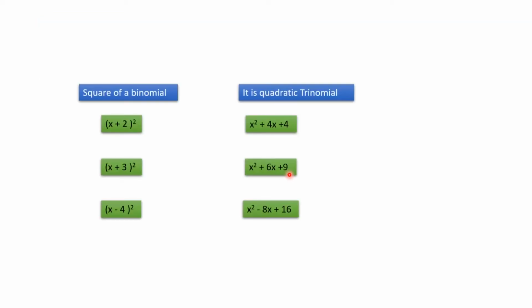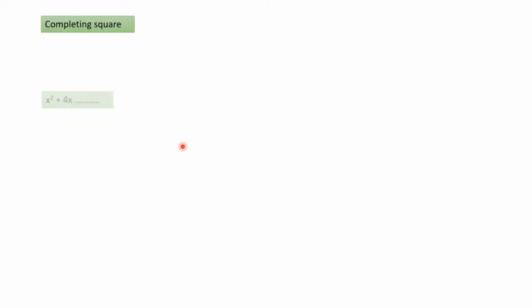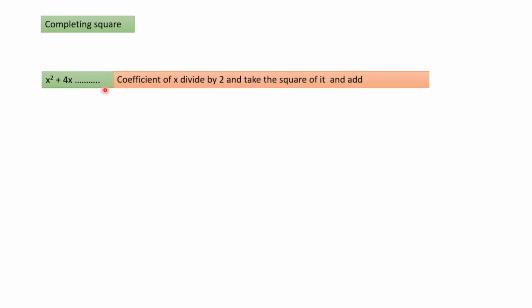Now shall we shift to the next part, completing the square. Here they have given a quadratic trinomial, then you want to find the appropriate binomial. So now here x squared plus 4x, you want to find the last term. It is a trinomial. So what are you supposed to do? Take the coefficient of x, divide by 2, take the square of it and add it.